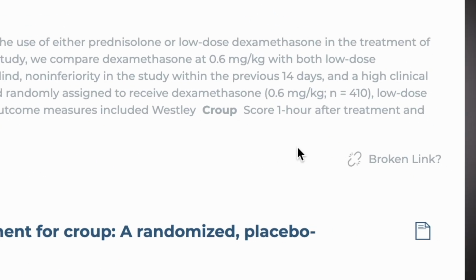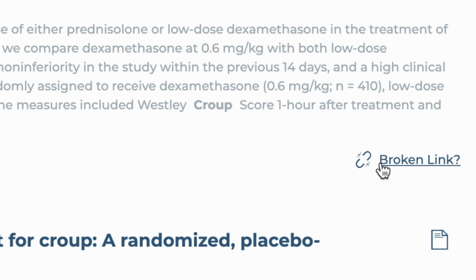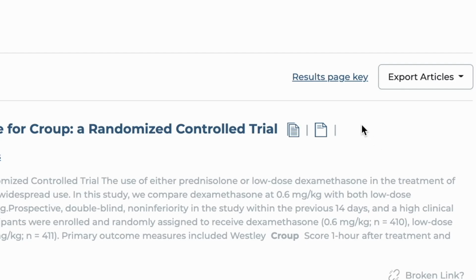The other important icon is the broken link, which can be seen here. Occasionally URLs change, and this can break the links TRIP has. By clicking on the broken link icon, it sends a message to us to investigate. This is helpful for us and also fellow TRIP users. For information on the other icons, please visit the results page key link.